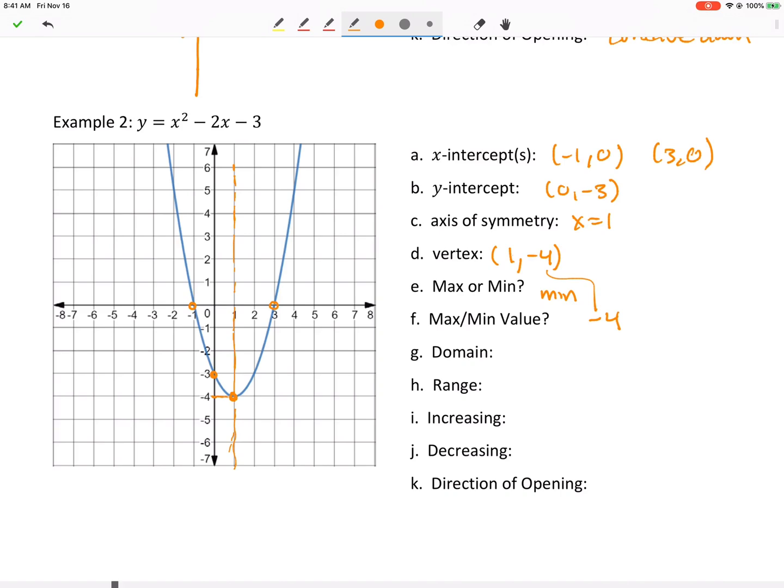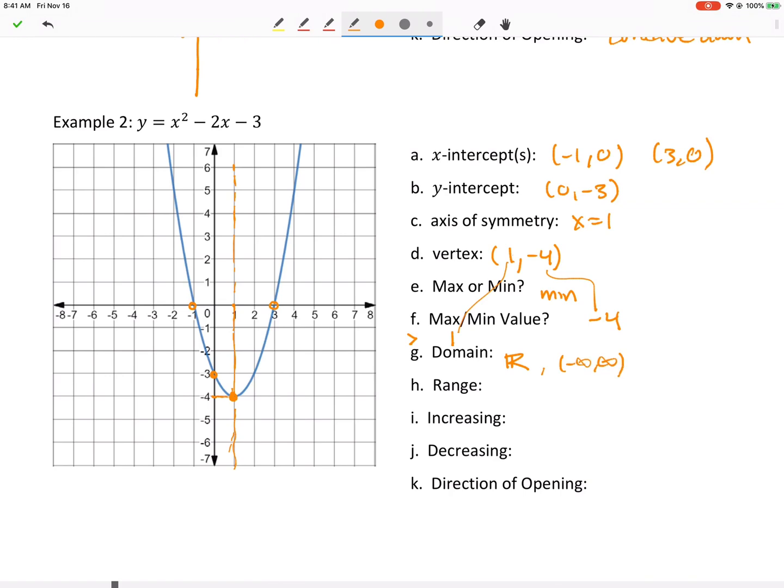Okay. And then the x value that maximizes or minimizes the function, which we would put right in here, we would say that is 1. If you plug in 1 to this equation, it would give you a y of -4. Okay, domain will always go from -infinity to infinity. We can just write it like that, or like this.